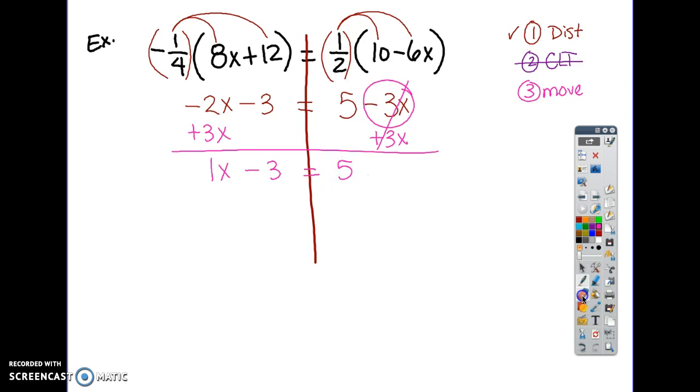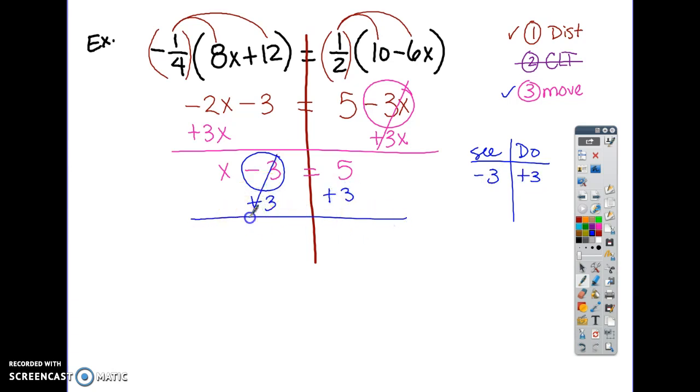And I need you to know that 1x is the same thing as just x. So you don't need that x there. I mean, you don't need the 1 there. And then step 4 is see do. So what do you see happening with the x? It's subtracting 3. So what am I going to do? I'm going to add 3 to both sides. So plus 3, cancel, x equals 5 plus 3 is 8.